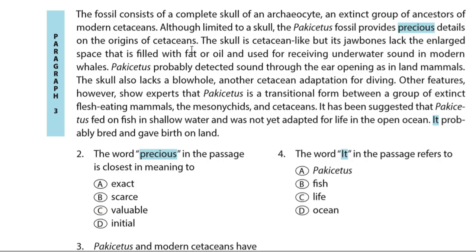Now, you need to think, it provides what? It provides something details on the origins of cetaceans. So what could that mean? Exact details, scarce details, valuable details, or initial details? Well, we're gonna cancel scarce because this is not a good choice. It's of course not scarce details, not initial details, but it could be exact or valuable. So I could depend on my luck and choose maybe exact, maybe valuable.